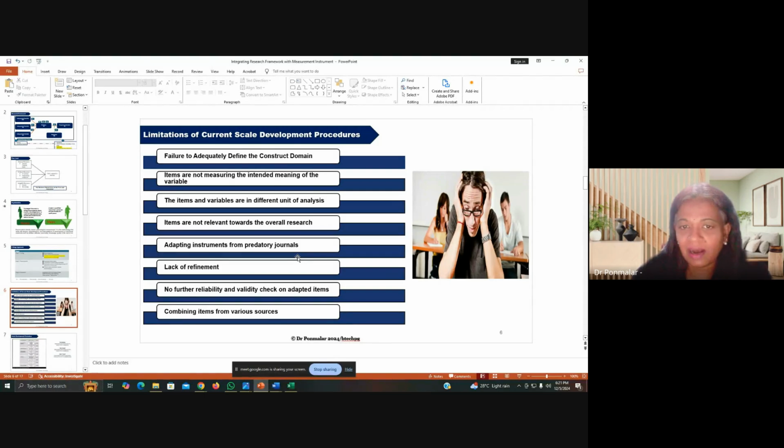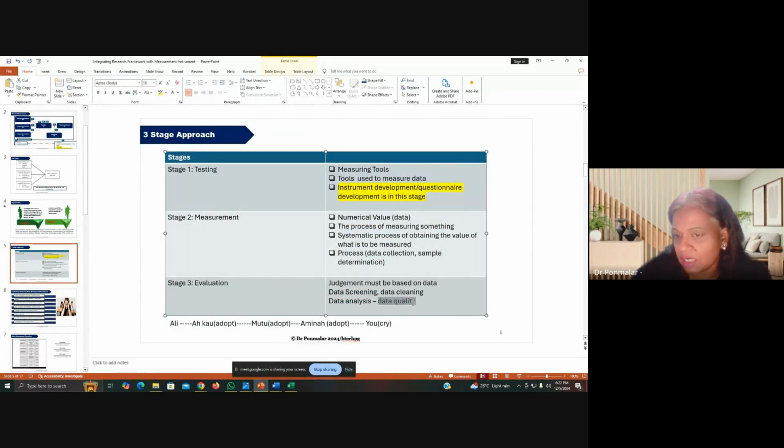But there are predatory journals, like today you pay and submit, tomorrow they publish. So the review is bad. So we really don't know whether the person who developed the scale went through all the process or not. And then it's going to have an impact on what? It's going to have an impact on your data quality.